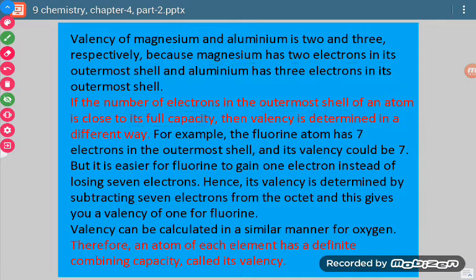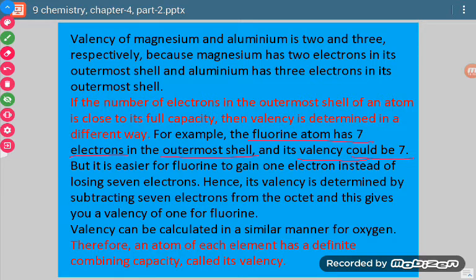Let us discuss. For example, the fluorine atom has 7 electrons in the outermost shell. What is its atomic number? 9 is the atomic number. So its electronic configuration will be 2, 7. So in the outermost shell there are 7 electrons, and what should its valency be? We cannot say that the valency of fluorine is 7.